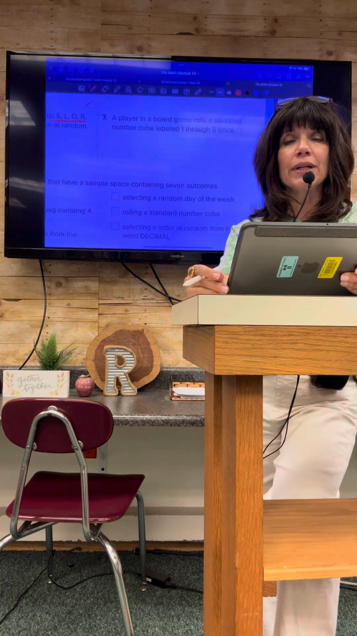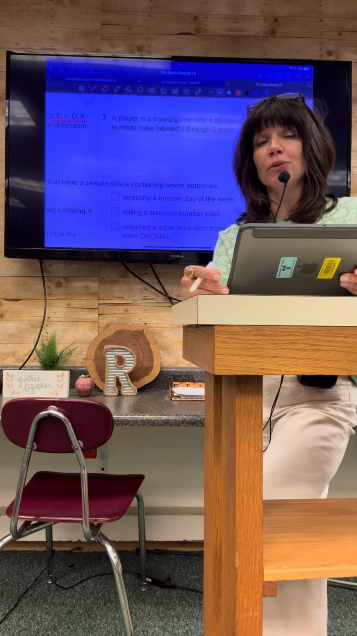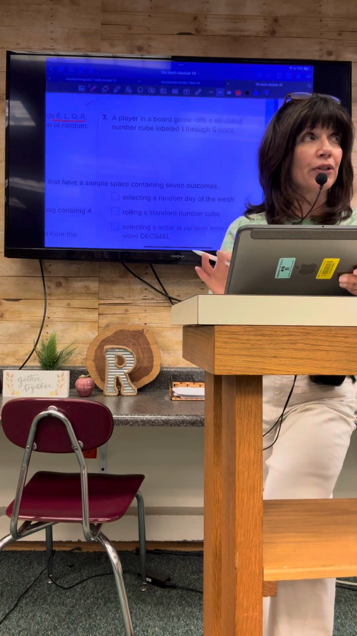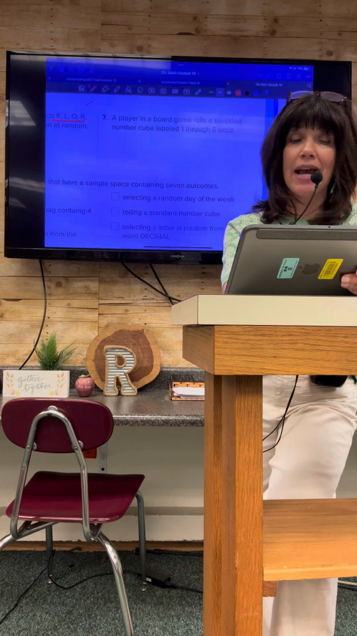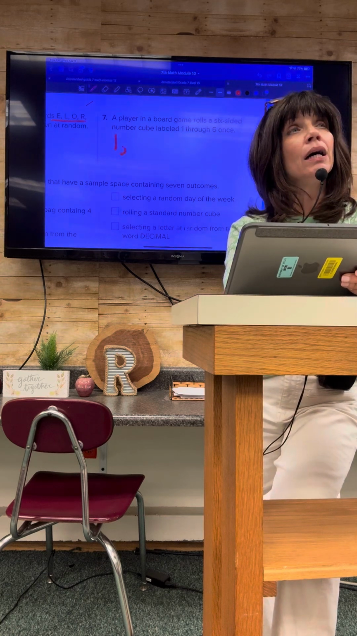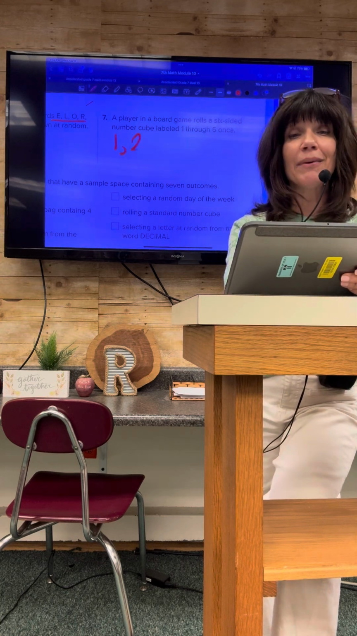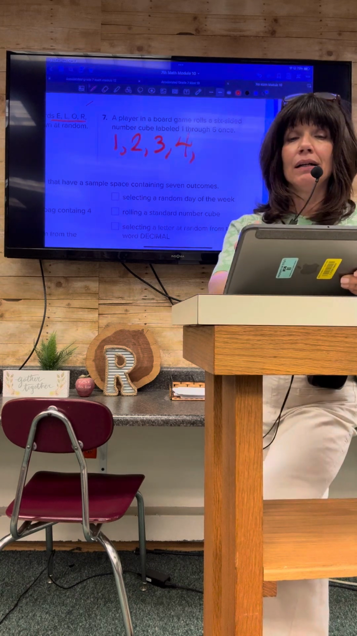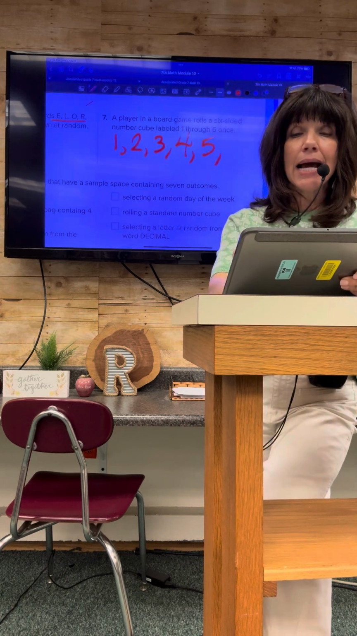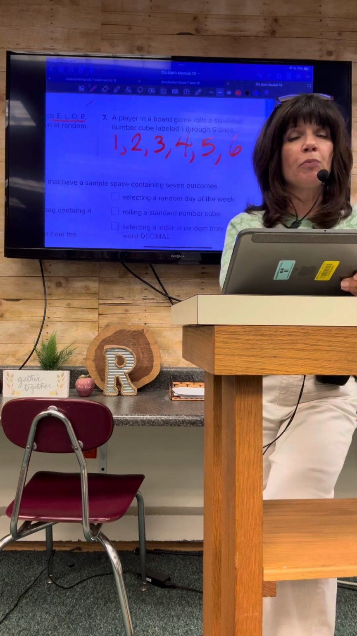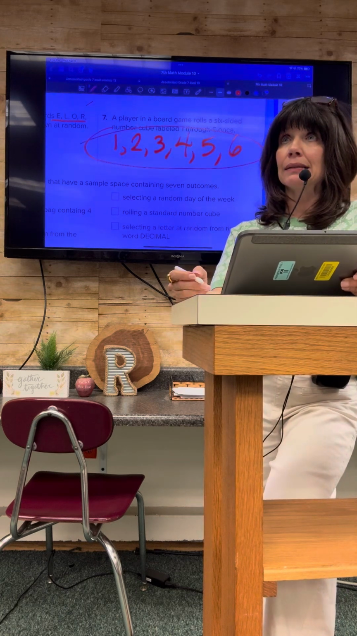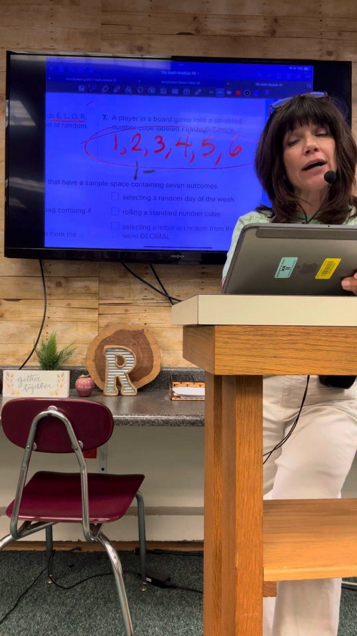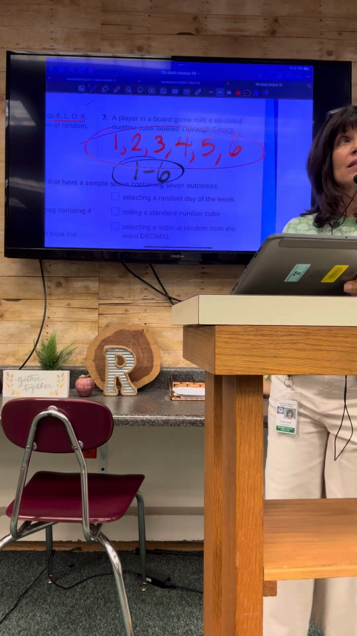A player in a board game rolls a 6-sided number cube labeled 1 through 6 1 time. What are all the possible numbers it could land on? Write them as you say them. 1, 2, 3, 4, 5, 6. Now, would it be acceptable to pick this as my sample space? Yes.